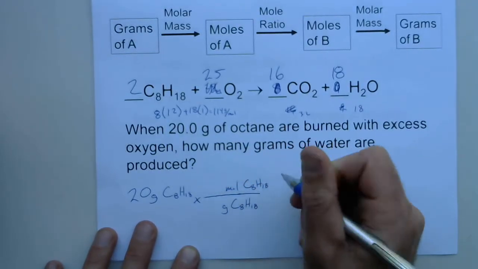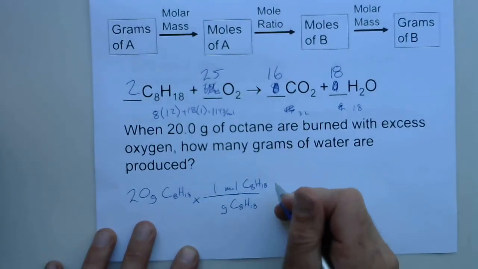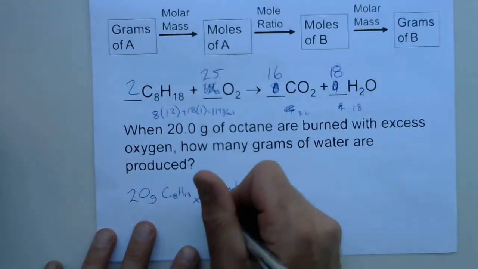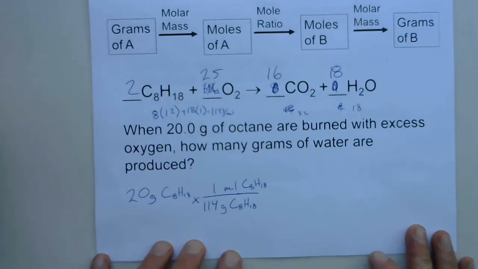C8H18. Okay, units that you have go on the bottom, units that you want go on the top. So every mole of C8H18, from the molar mass from the periodic table, we just added it up, is 114 grams per mole.